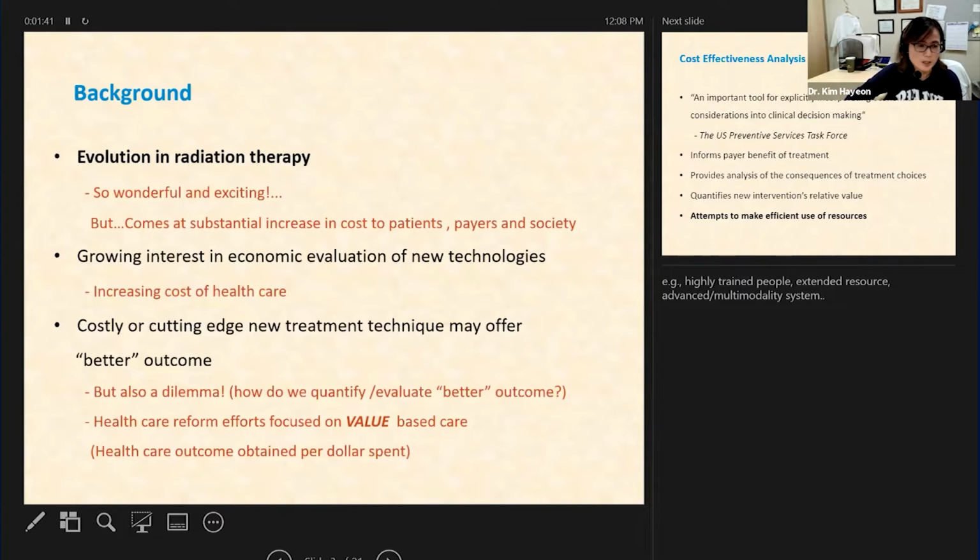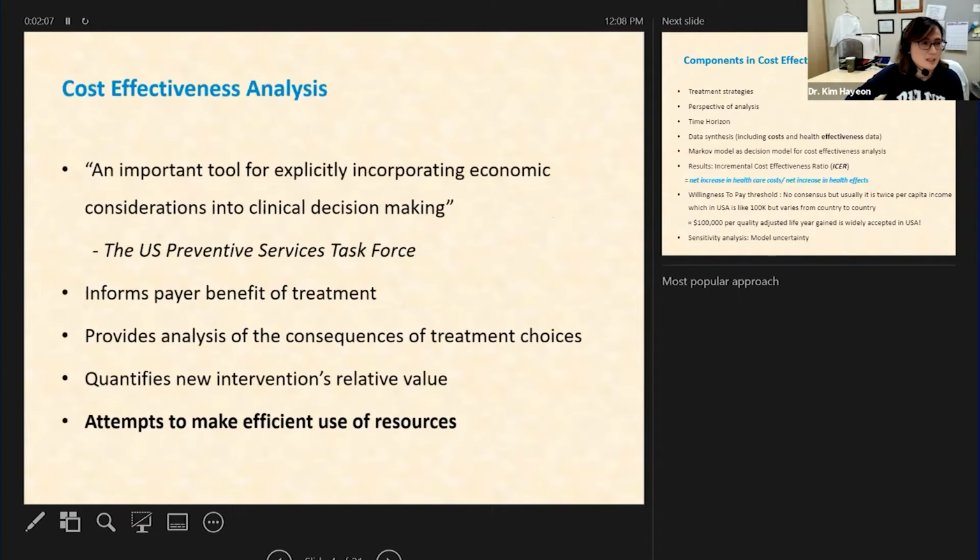So now we can say, hey, costly or cutting edge treatment technology always offers better outcome. So what do you mean by better outcome? How do you quantify or evaluate better outcome? We can quantify and evaluate value-based care, which means healthcare outcome obtained per dollar spent. So cost effectiveness analysis is considered an important tool for incorporating economic considerations into clinical decision making.